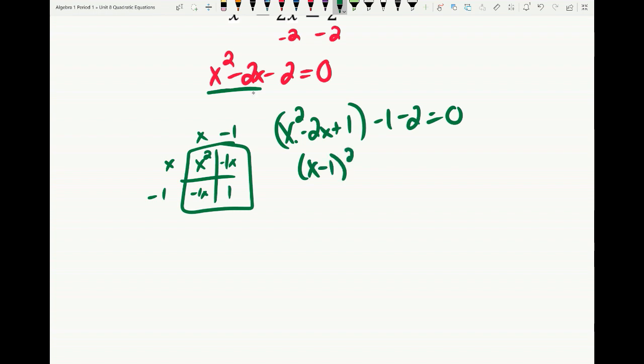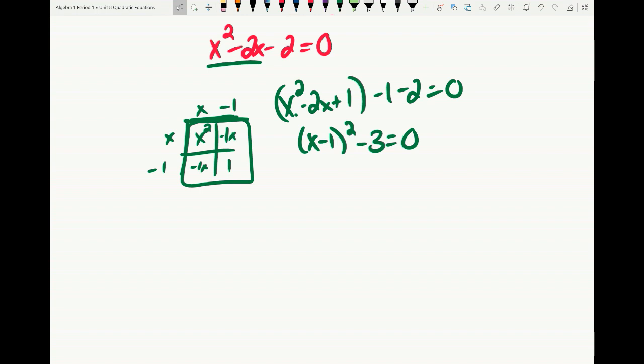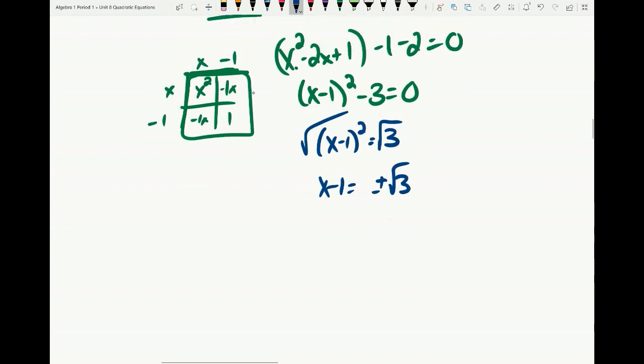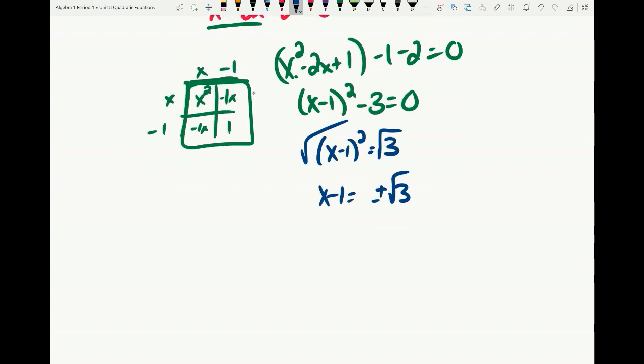Factor. How do I factor it? I look at the sides of the box. And I'm done completing the square. Now it's time for inverse operations, so I'm going to add the 3. Take the square root. And then add. Get x by itself. I have x minus 1, so I'm going to add the 1. 1 plus or minus the square root of 3. Those are my 2 solutions. They're irrational, because the sum of a rational and an irrational is irrational.